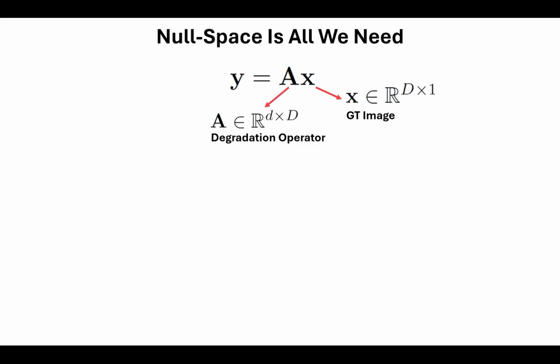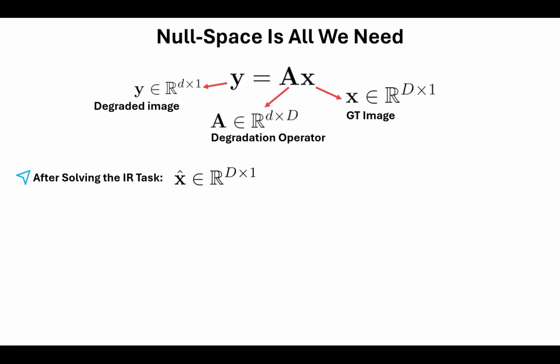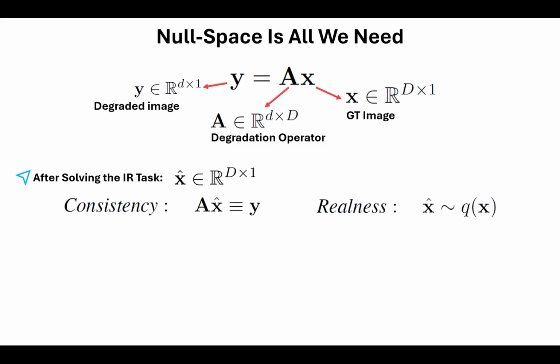To see what you have to do, let's come back to our problem y equals Ax. We have ground truth image x, a high dimensional image, and we multiply it by a degradation operator that makes it have worse quality, and we have y, our degraded image, as the output. After solving the IR task, we hope to estimate an x vector that satisfies two things. First is the data consistency, and the other is realness. We can consider realness by assuming that you have a distribution of images, let's just say q of x, that we can sample from and it outputs an actual image, kind of like a diffusion model or GAN, that can generate realistic images.